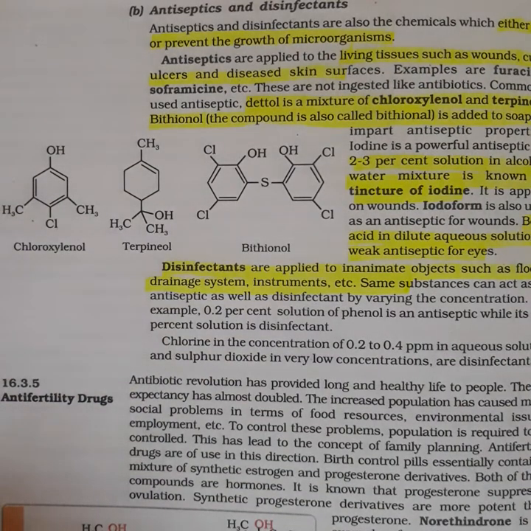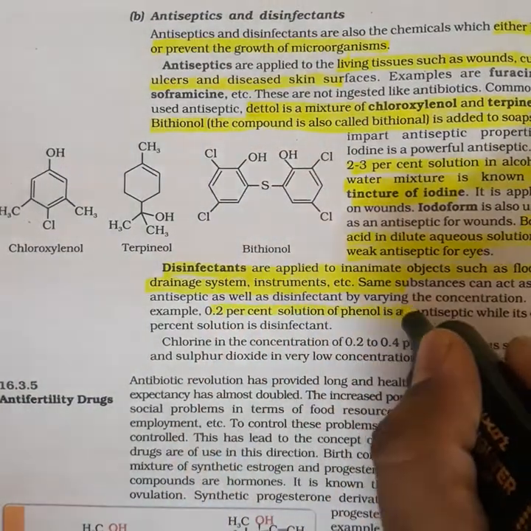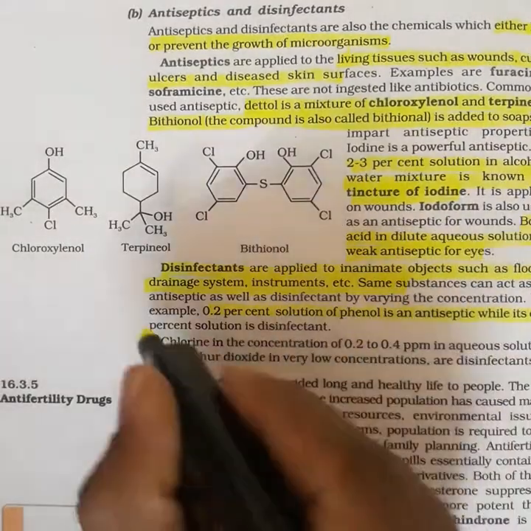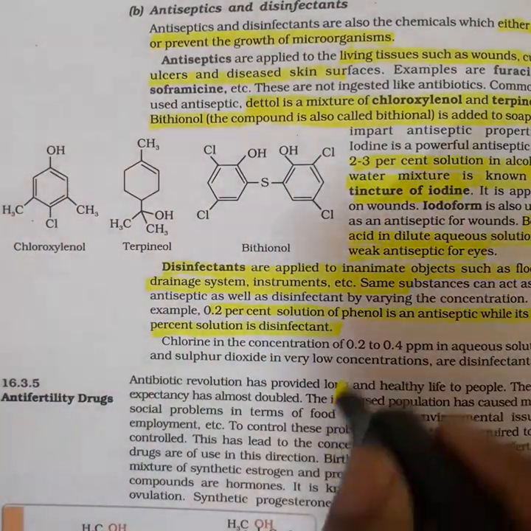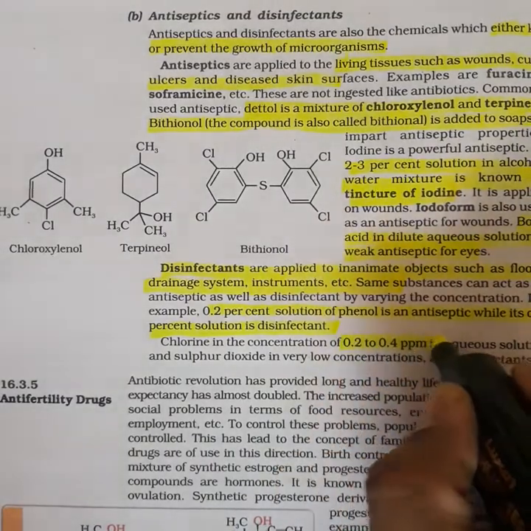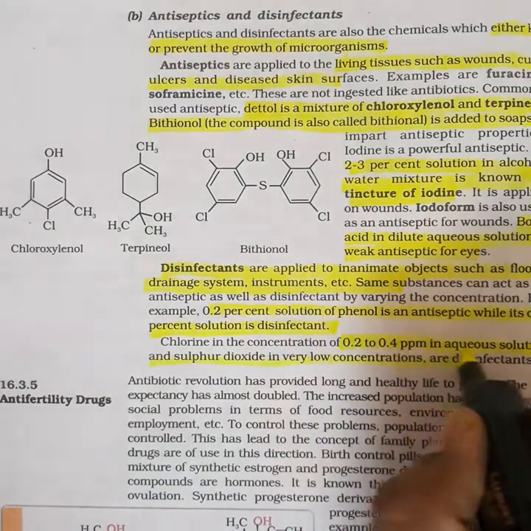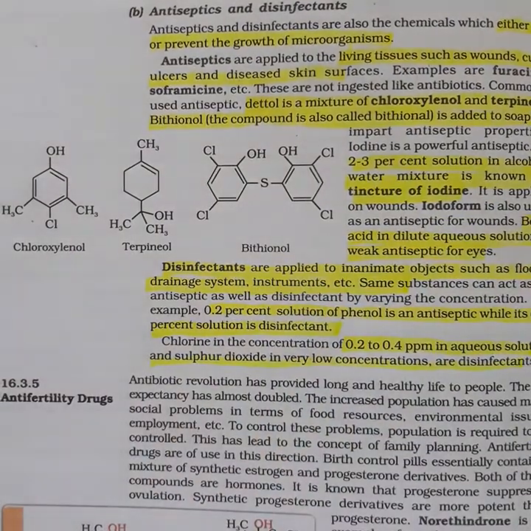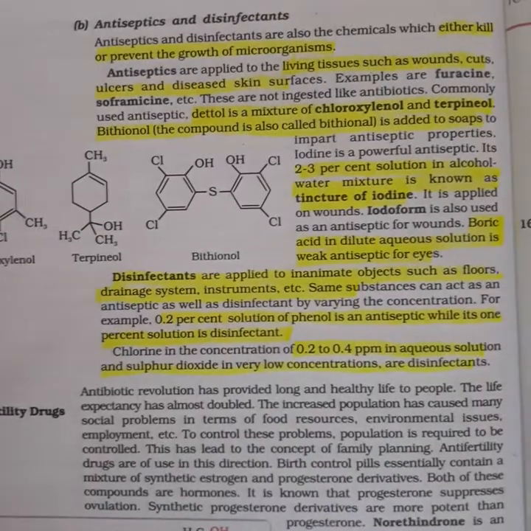Some of the substances in low concentration act as both disinfectants as well as antiseptics. For example, a 0.2% solution of phenol acts as an antiseptic, whereas 1% acts as a disinfectant. In a similar way, chlorine in the concentration of 0.2 to 0.4 ppm in aqueous solution and sulfur dioxide in a very low concentration act as disinfectants. This is about antiseptics and disinfectants.